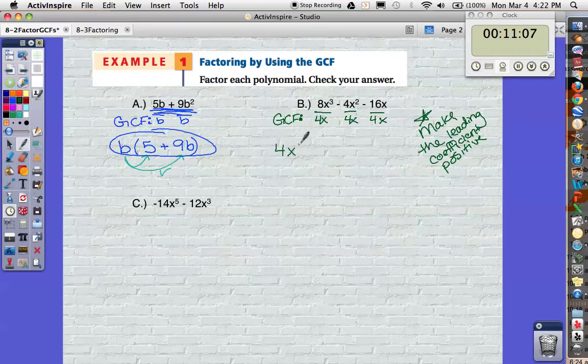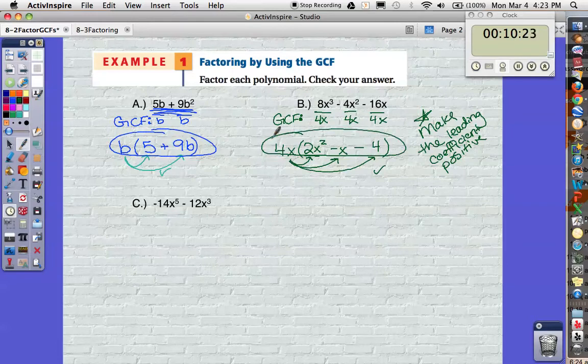Put that on the outside and undistribute it. Think of what you would have had there. 4x times what would give me an 8x cubed? That would be 2x squared. So you can think about the multiplication, or you can do the division. 8 divided by 4 is 2. X cubed divided by x is x squared. Next one, we have a minus 1x. And then we have a minus 4. Again, if you want to check it, negative 4x squared, negative 16x, you can check it. You can check it in your head or you can check it on paper, but I do suggest that you check it. Here's your final answer, so please circle that for me.